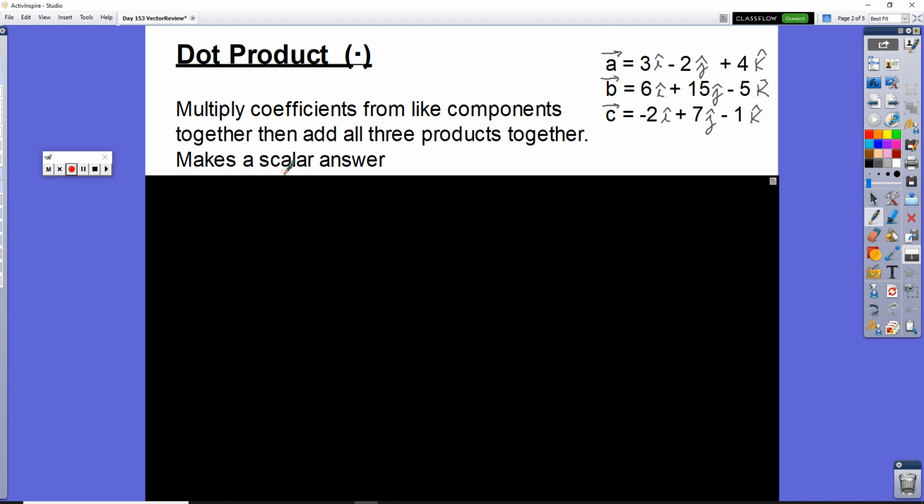This makes a scalar answer. So you should never get a vector from doing a dot product. It should always just be a scalar.